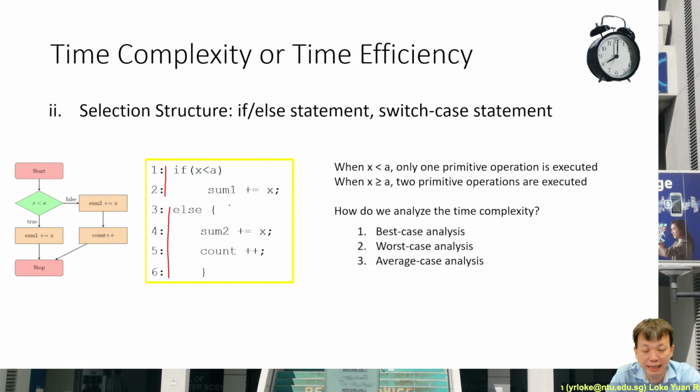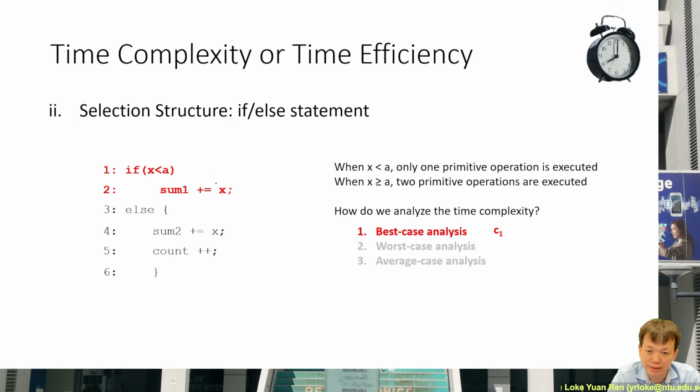For example, in this example, when x is less than a, I will execute one operation. Else, when x is greater than or equal to a, I will run two operations. Let's say that each operation takes about the same time to execute, although it may not be true. But in this example, let me make this assumption. In such a case, my best case is when x is less than a. I only run one operation. So let's say C1.